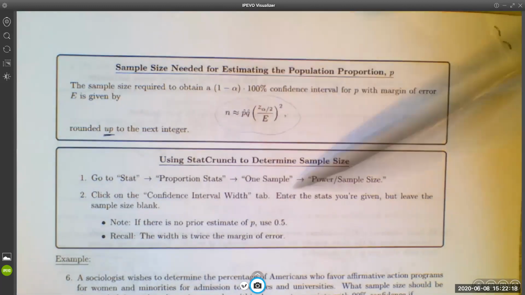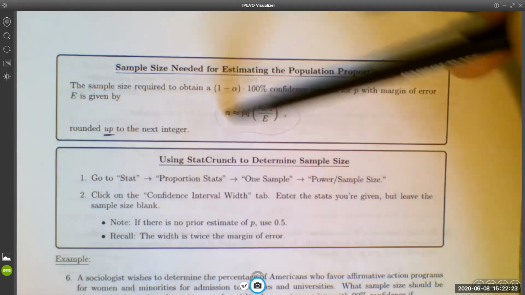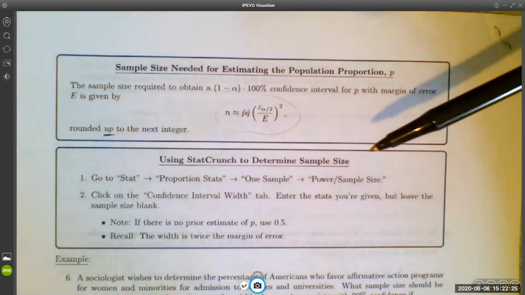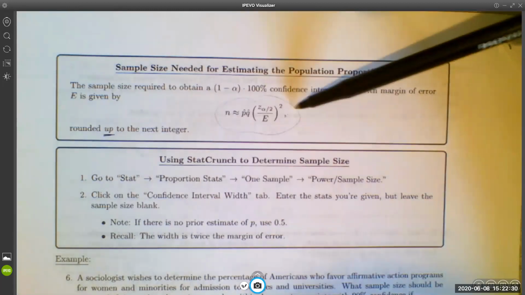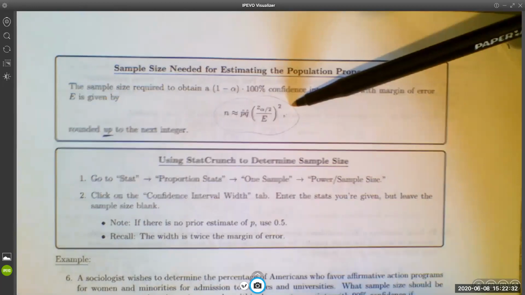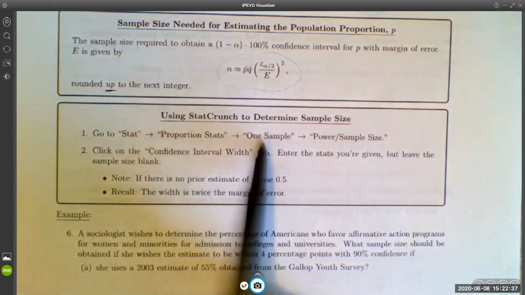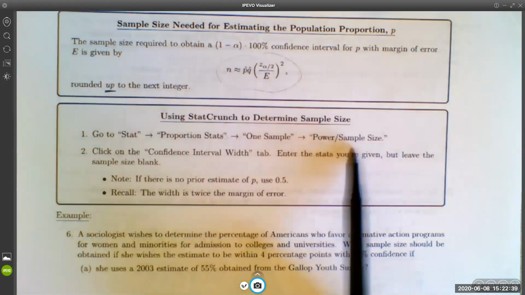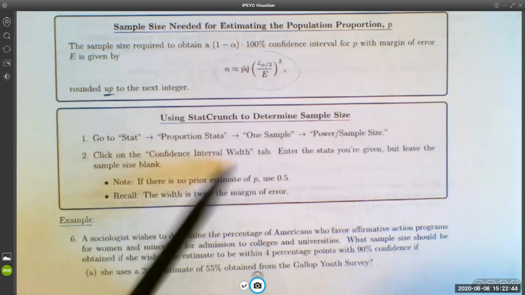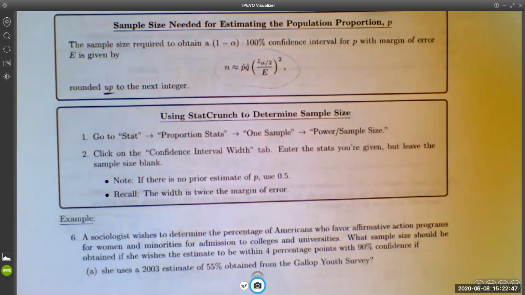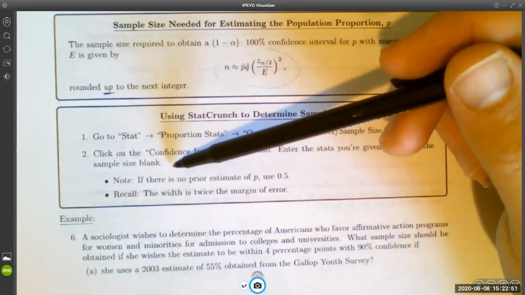We can do this in Statcrunch as well. I'm not even going to show you any of these calculations by hand, but you're welcome to do them by hand if you want to verify that what Statcrunch is doing is correct. But this is what Statcrunch is going to be doing behind the scenes. Now, to get Statcrunch to do it for you, you just go to Stat, Proportion Stats, one sample, and then go to Power/sample size. And once you do that, you're going to click on the Confidence Interval Width tab and enter the stats that you're given. You want to make sure to leave the sample size blank because that's what you want Statcrunch to fill in for you.